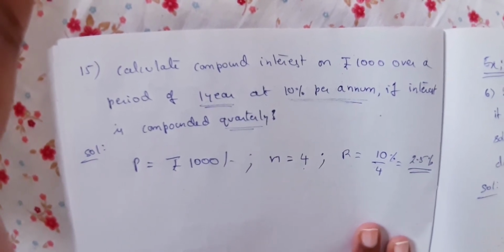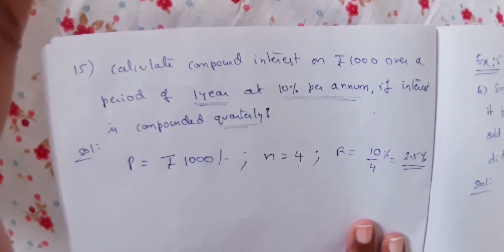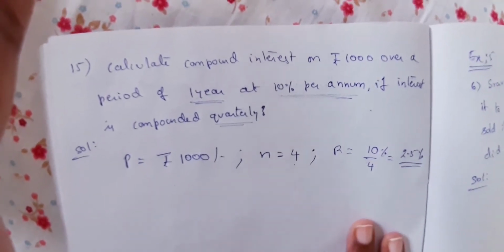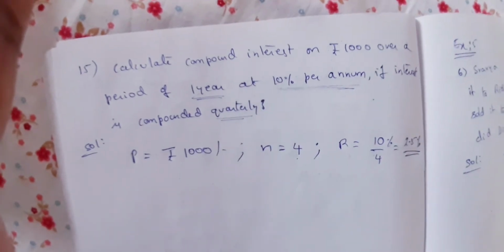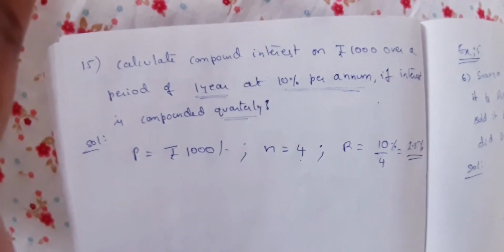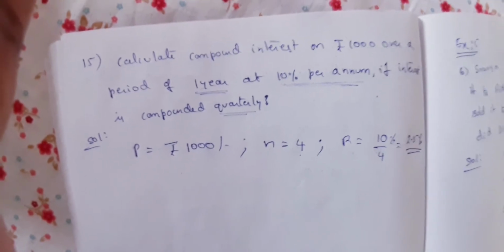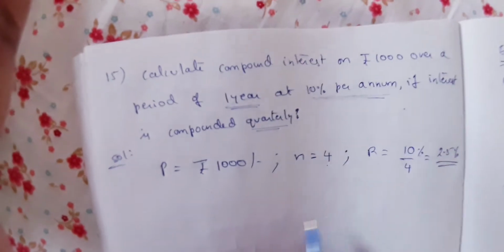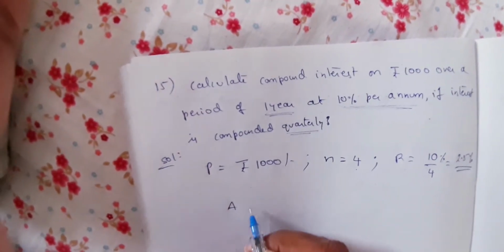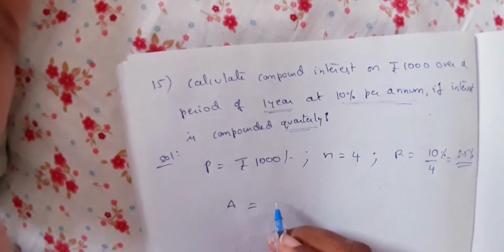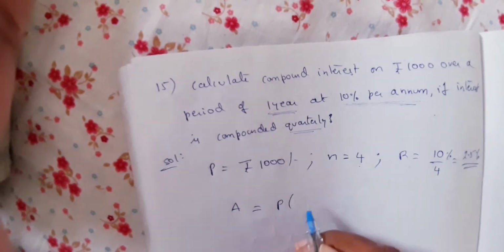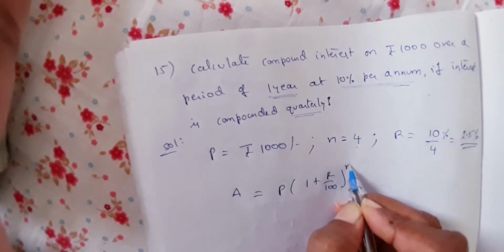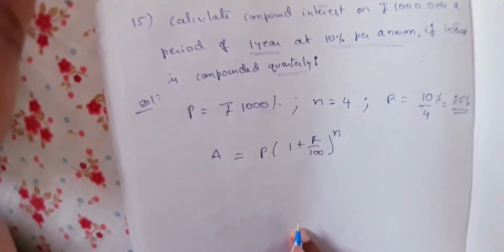So what did he ask? He asked us to find out compound interest. Compound interest means you don't have a direct method to find compound interest. You have to find out the net amount, and from that you have to subtract the principal, right? So therefore let us proceed to find the amount. So now amount A is equal to, which formula are we going to substitute? P into 1 plus R by 100 whole power n is the formula for compound interest.